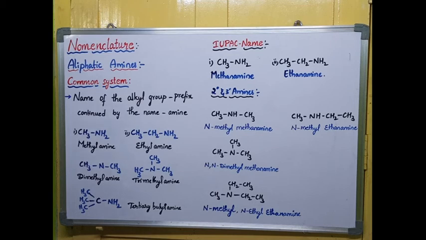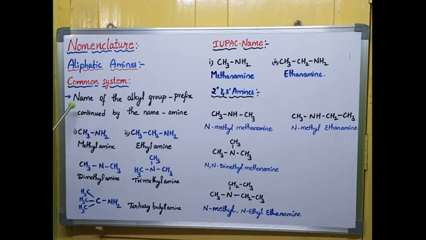So let us see the aliphatic amine naming first. Aliphatic amines can be named through the common system, that is common naming, and IUPAC naming also. Let us see the common system first. The common system indicates that it is a local name. It is not internationally accepted. IUPAC naming means it is internationally accepted naming. So local naming is the common name.